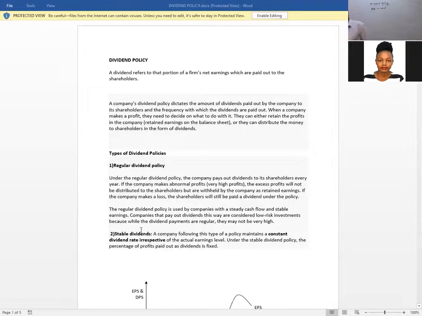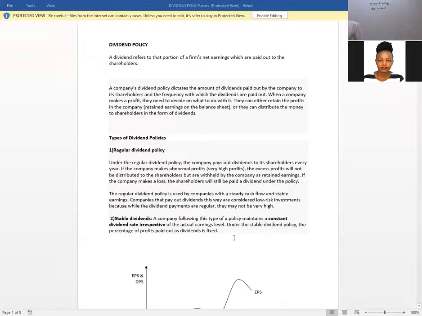The regular dividend policy is used by companies with a steady cash flow and stable earnings. Companies that pay out dividends this way are considered low-risk investments because while the dividend payments are regular, they may not be very high. For you to understand properly what regular dividend policy means, let's look at stable dividend policy first of all. A company following this type of policy maintains a constant dividend rate irrespective of the actual earnings level. Under the stable dividend policy, the percentage of profits paid out as dividends is fixed.